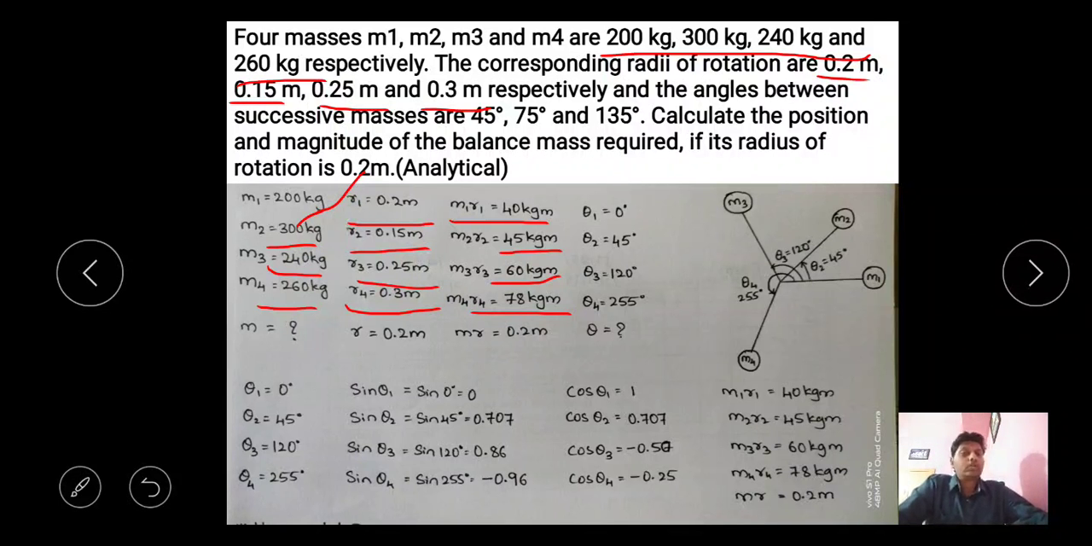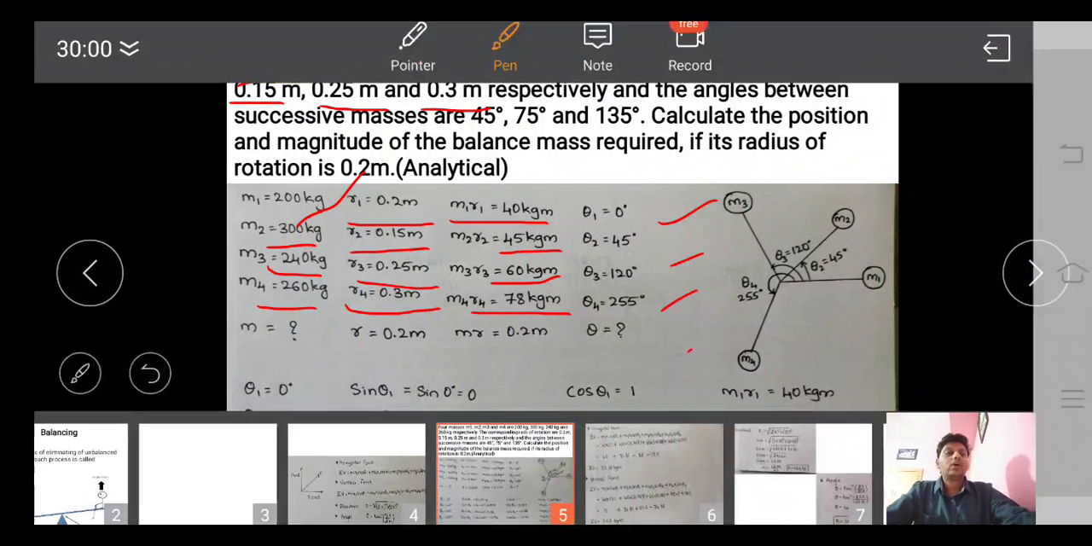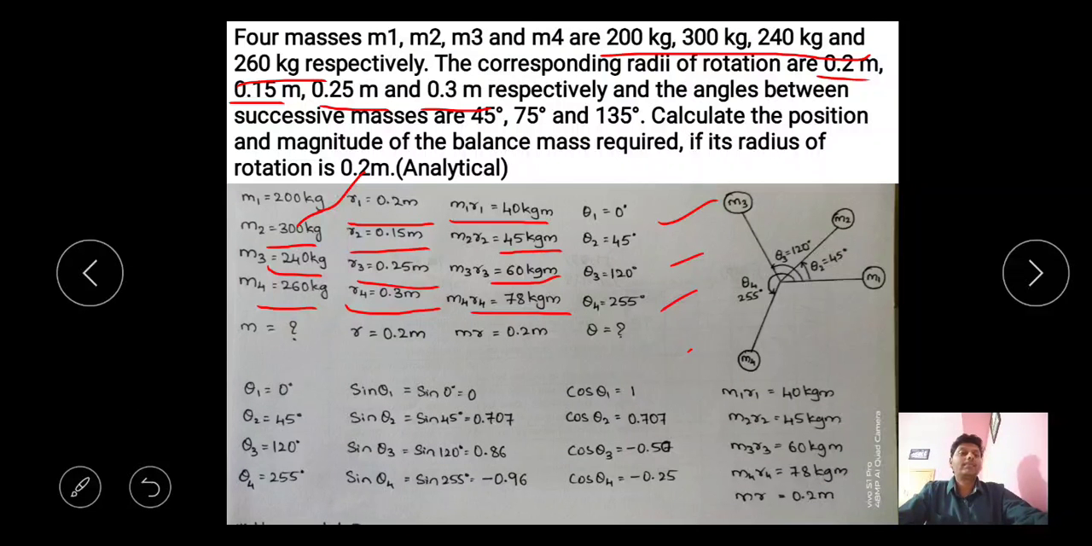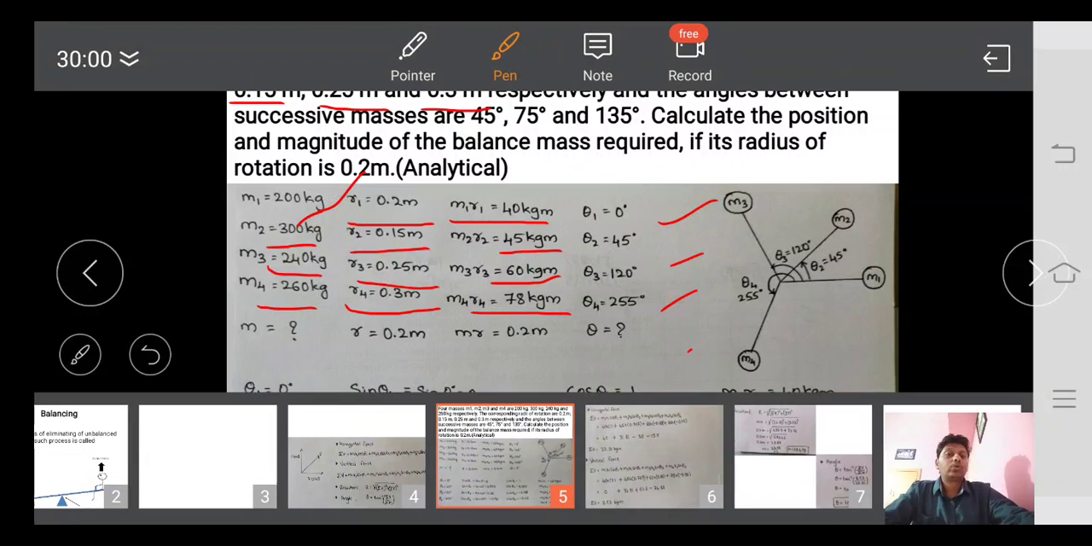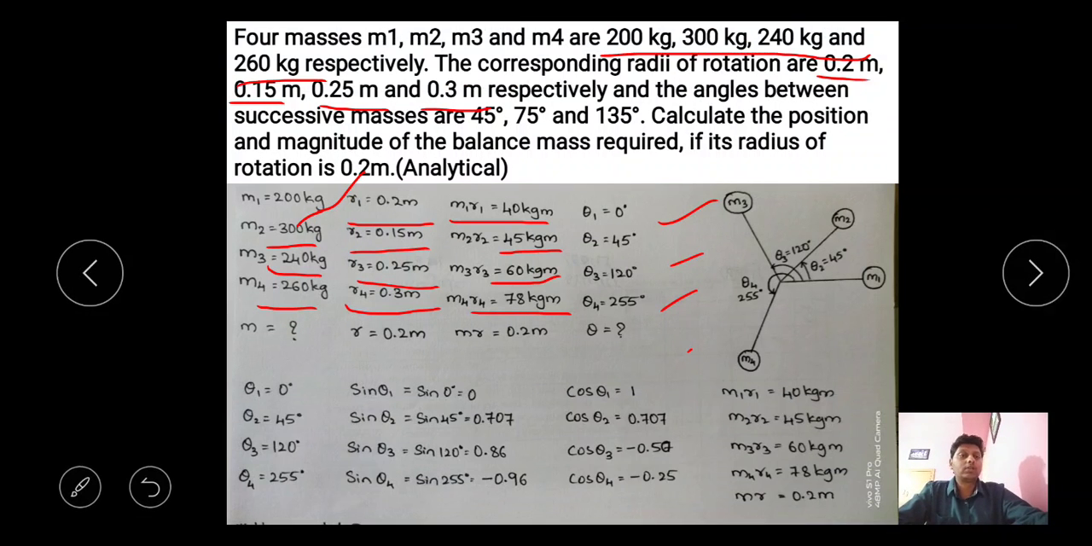You just note the question and write down the given data: m1, m2, m3 and m4, r1, r2, r3 and r4. Then you find m1 r1, m2 r2, m3 r3 and m4 r4. Then we'll discuss the next part, that is how to take angles and how to draw this diagram. It is very simple, and then we'll proceed with the next procedure.